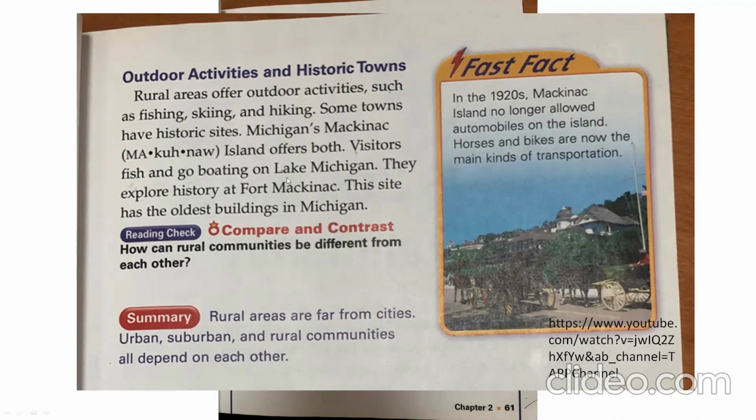Now, by the end of this lesson, you should be able to answer this: how can rural communities be different from each other? So again, remember outdoor activities and the way they build their economy. Some of them build it around agricultural products. The other type we saw was the Stillwater rural community that depended on the state university, a college town. And in this example of Mackinac, we have a rural community that depends on tourism and outdoor activities, right?